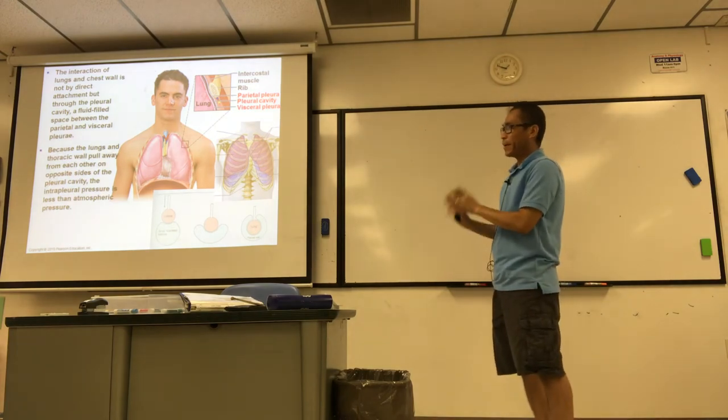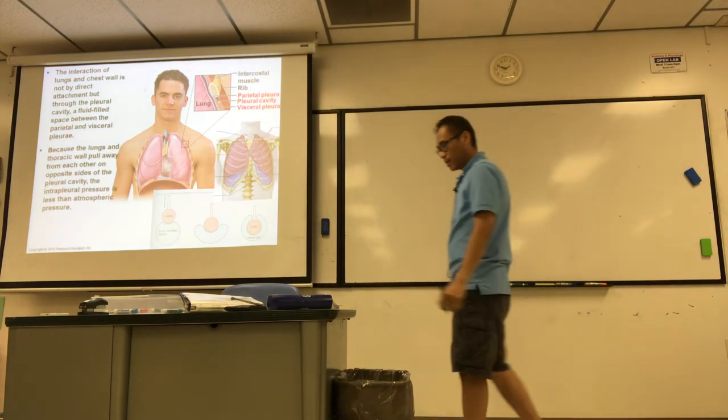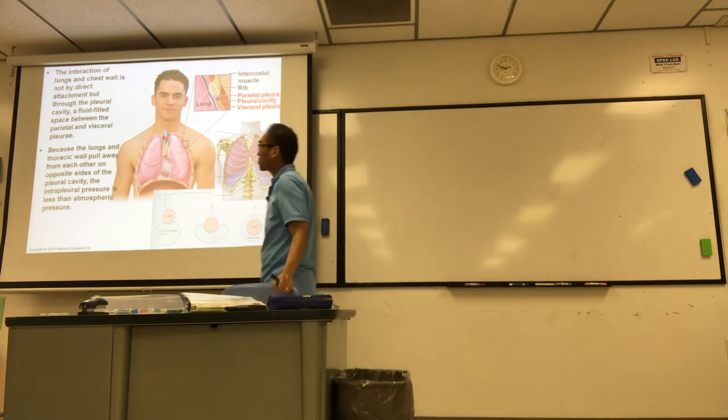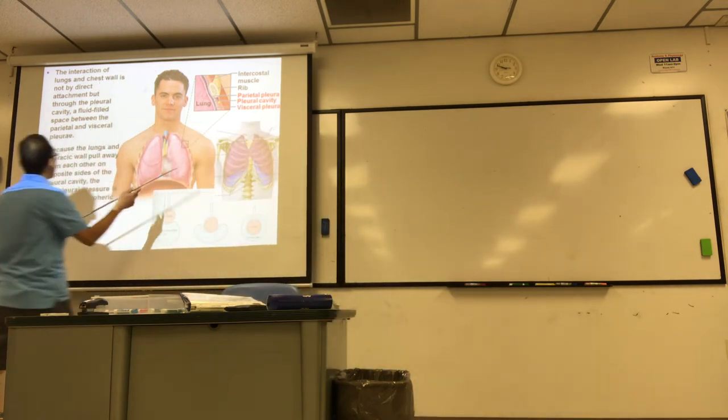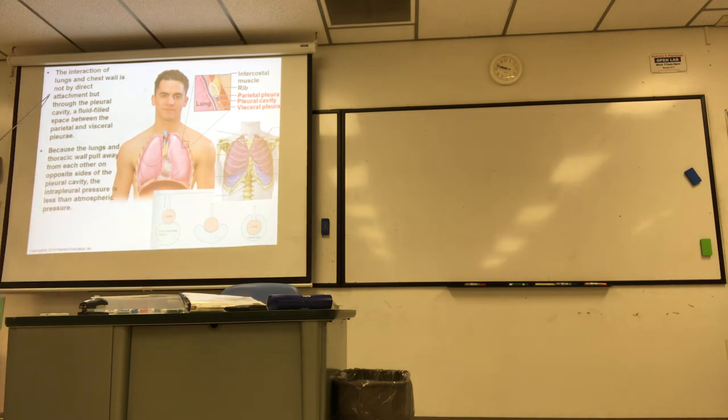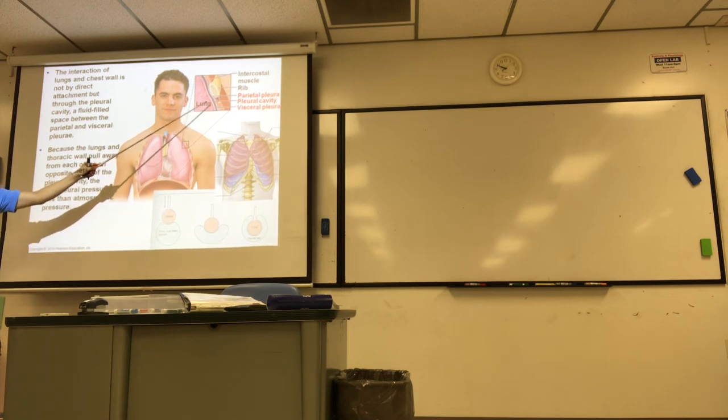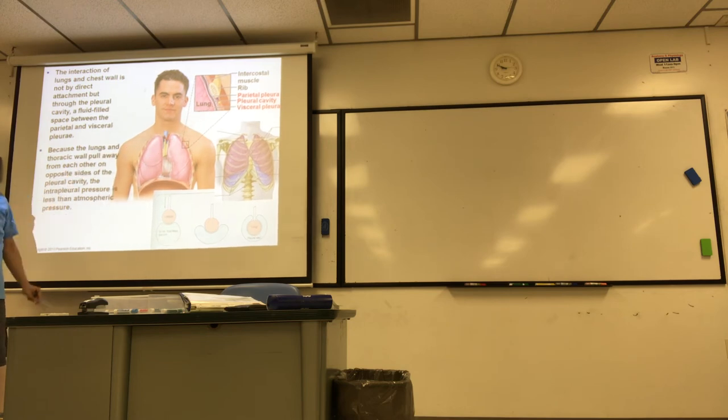I put in a bunch of pictures because there's a lot of stuff I want to cover here. Let me just read what's on my slides first. What I wrote in this first point is that the interaction of lung and chest wall is not by direct attachment, but through the pleural cavity. So when I say lung is stuck to the chest, there's a very thin pleural cavity that does separate it. But that cavity is fluid-filled, and it separates the parietal and visceral pleura. What I like about this figure is they take a little bit of lung wall and chest wall and blow it up. So when I say lung is stuck to the chest, I'm not wrong. But there are these little pleural membranes that do separate them.